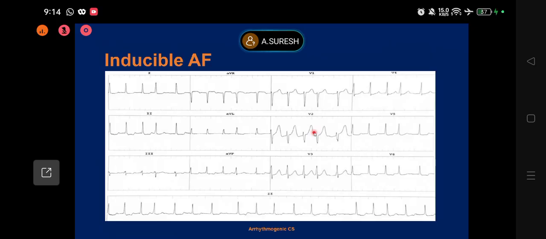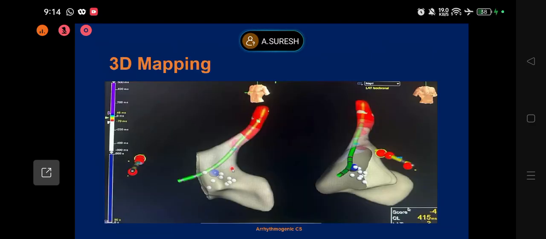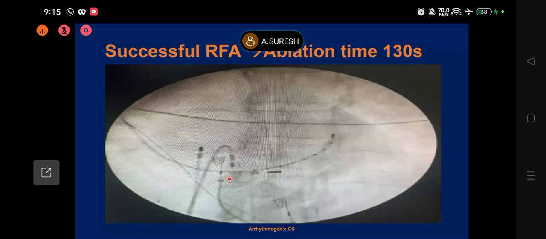And then we cardioverted, and this is the intracardiac ECG showing the atrial fibrillation. Once we cardioverted, he was in sinus rhythm. And this is the 3D mapping. This is the coronary sinus, and this is the coronary sinus pouch. He had a pouch, and we gave ablation in this pouch.